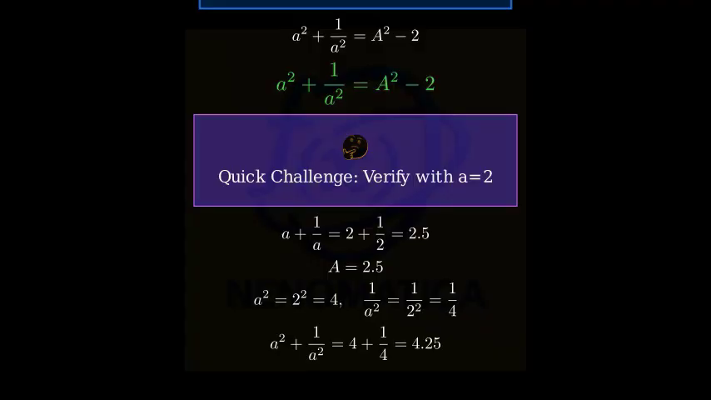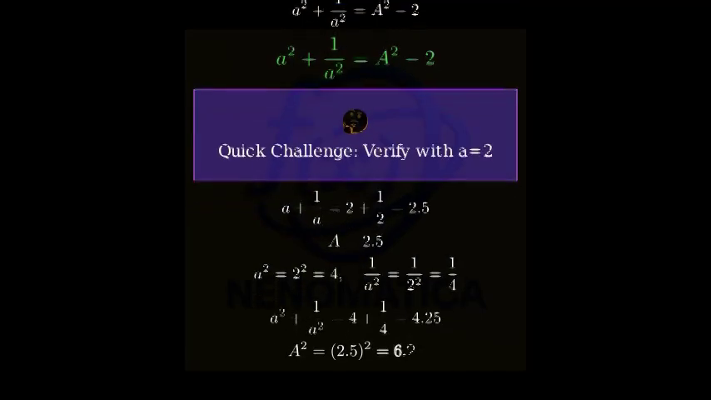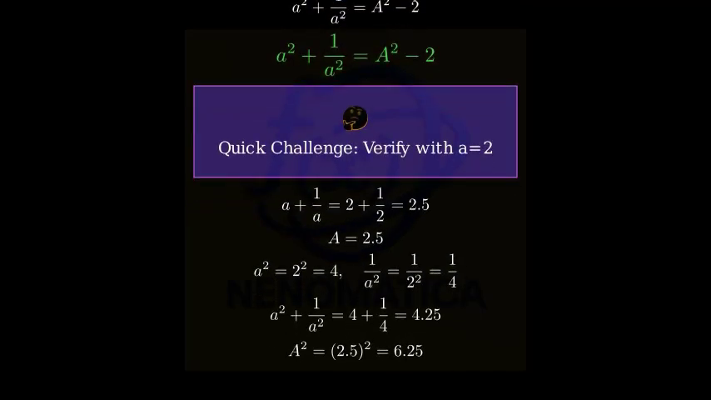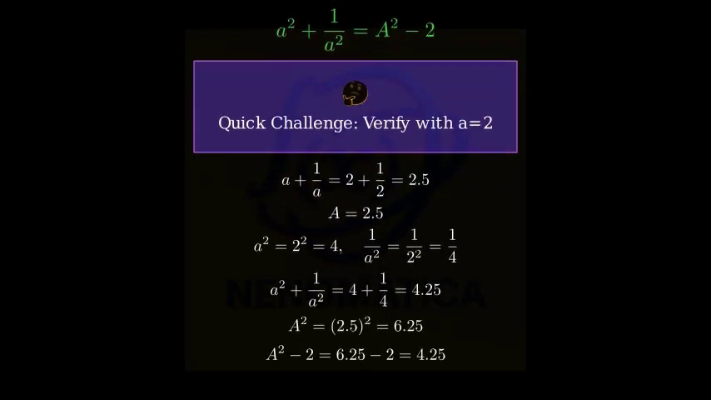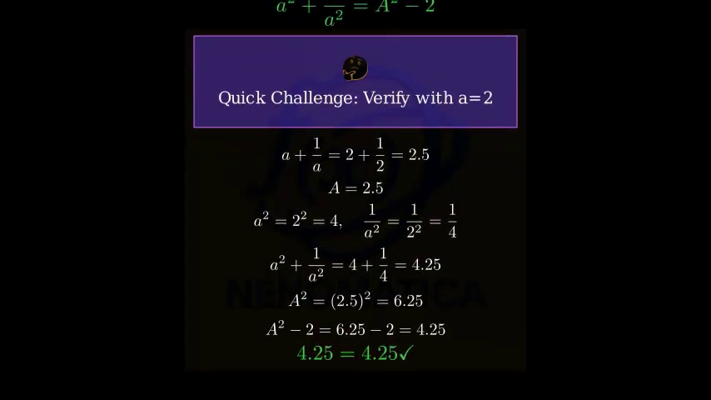Let's also verify using our formula. A squared minus 2. A squared equals 2.5 squared, which is 6.25. And 6.25 minus 2 equals 4.25. Great! Both methods give us the same answer, 4.25. Which confirms our formula a squared plus 1 over a squared equals a squared minus 2 is correct.